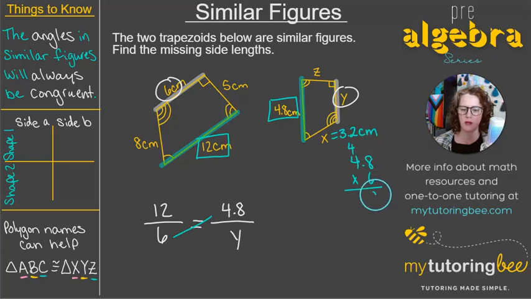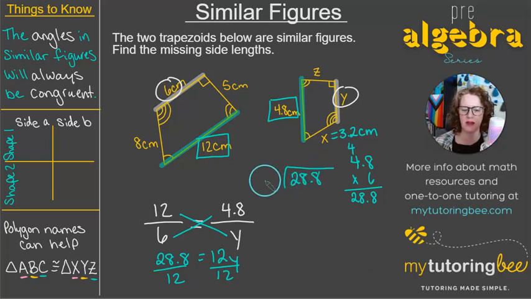So that is 48, 24, 28, and then we've got our decimal. So we've got 28.8 equals, and then we're going to cross multiply this way, 12y. And now we just need to divide by 12 in order to finish solving this. So 28.8 divided by 12. Let's go ahead and bring our decimal up there.